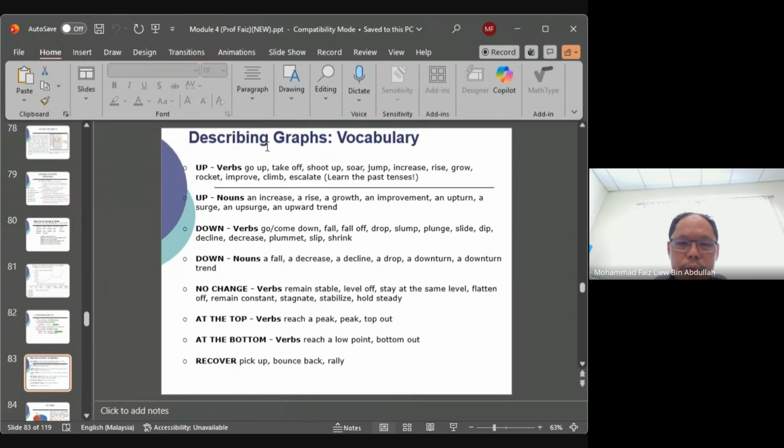Okay, describing graph vocabulary. If going up, verbs like go up, take off, shoot up, soar. Some of these words use soar, the voltage jump from one level to the next level. You can have a noun, an increase, a rise, purposely to highlight what the graph or the result has shown. You can say have an improvement.